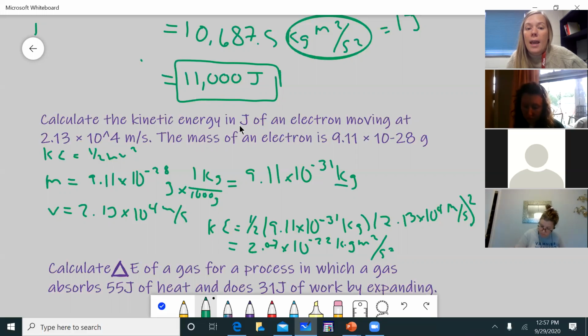Now the problem did say to refine it into joules. We can just say this whole clump of units is equal to a joule. So 2.07 times 10 to the negative 22nd joules. Okay. If for whatever reason this value happened to be in meters per hour, you would want to convert that into meters per second.